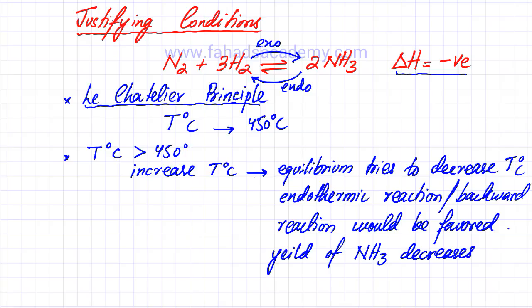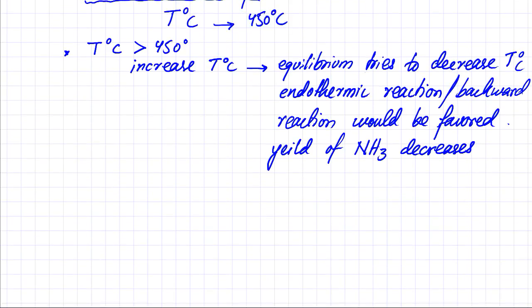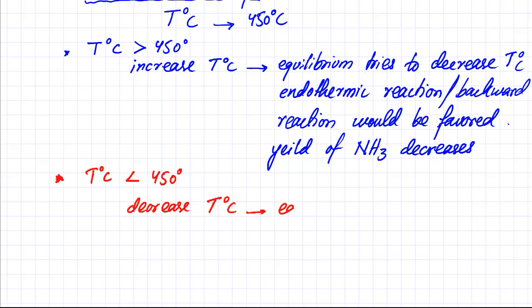This is the reason why we do not increase the temperature. Vice versa, the other statement that can be made in this case is, why are we not using a lesser temperature, less than 450 degrees centigrade? Now the opposite is going to happen if we decrease temperature. If we decrease temperature, equilibrium would try to increase temperature. It's going to counter that change, according to Le Chatelier's principle.